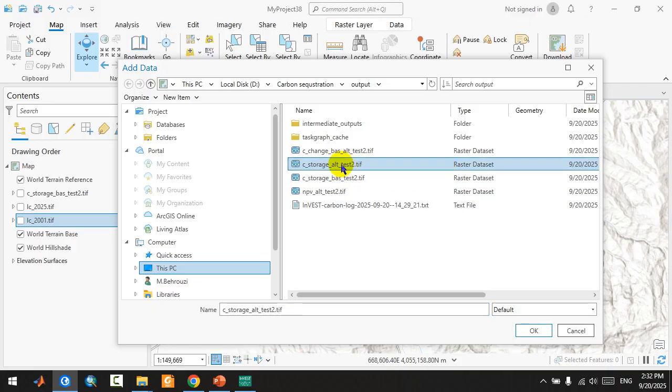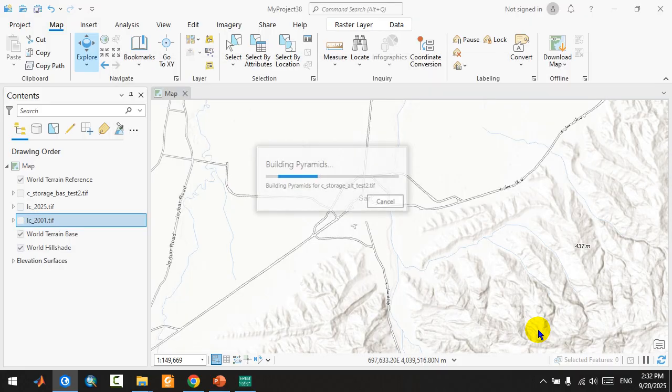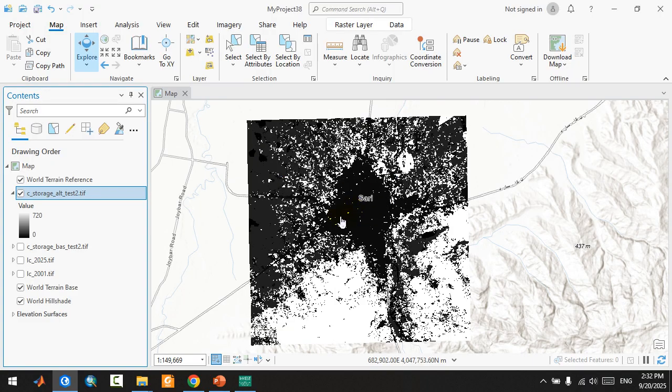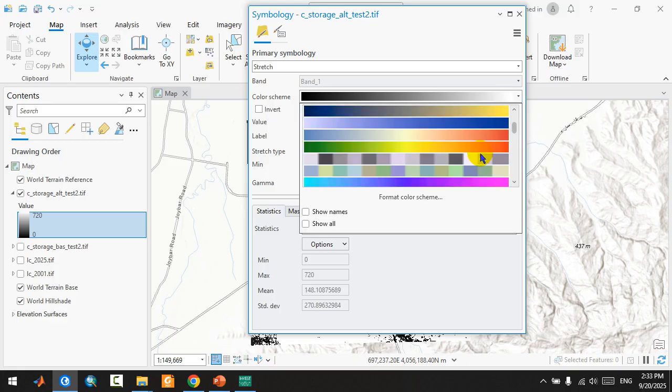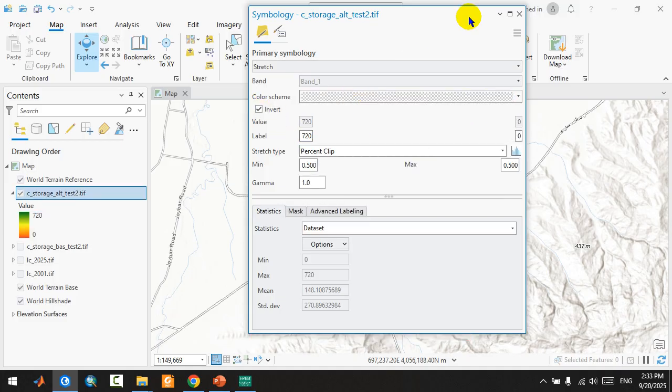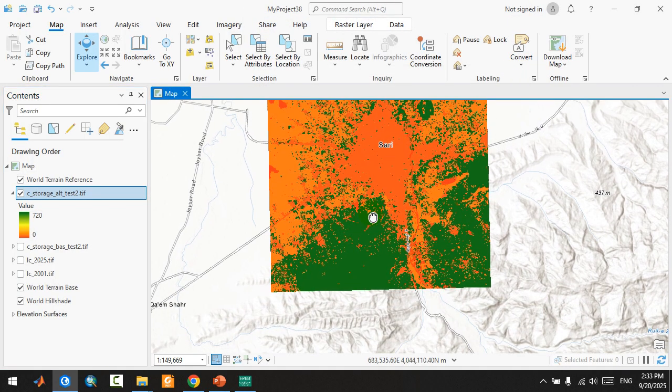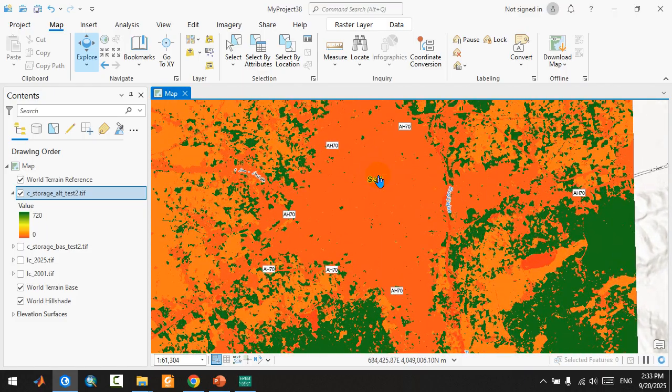And in 2025, in the alternative, this is all carbon storage and sequestration in the area for the alternative 2025 year. Okay, here there is again high carbon storage of 720 metric tons of carbon per hectare in the forest land. Okay, but in the urban land, zero carbon storage.